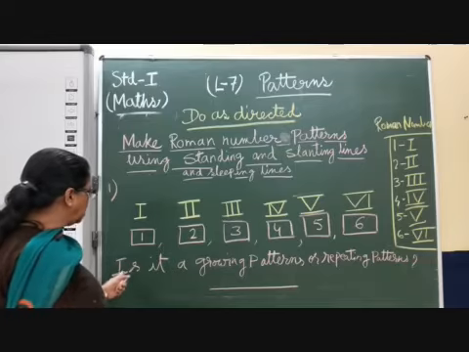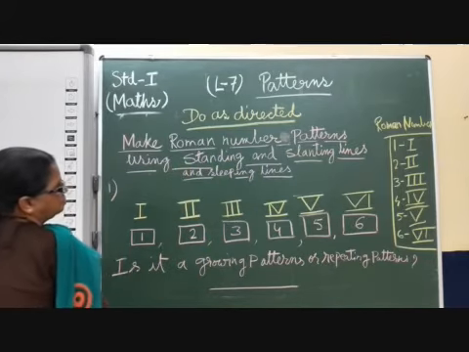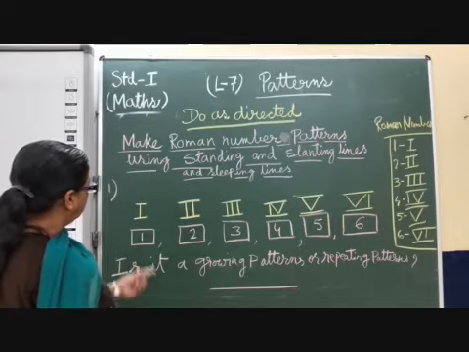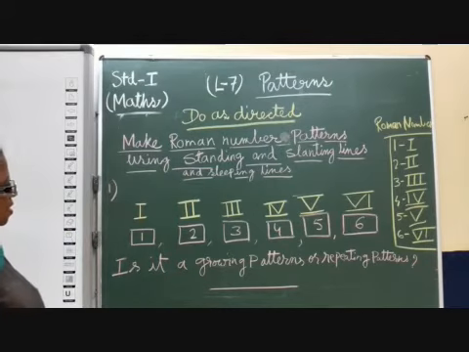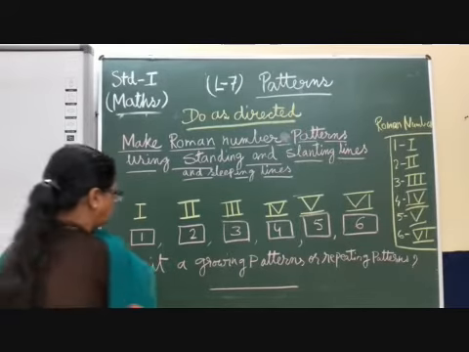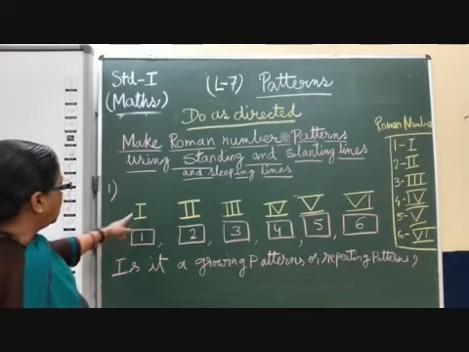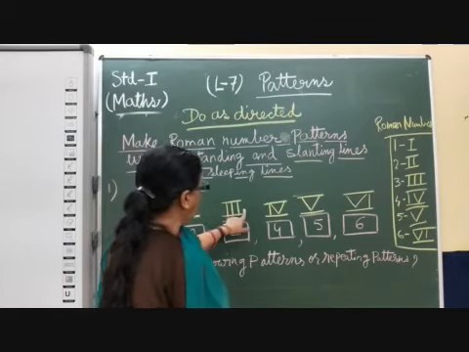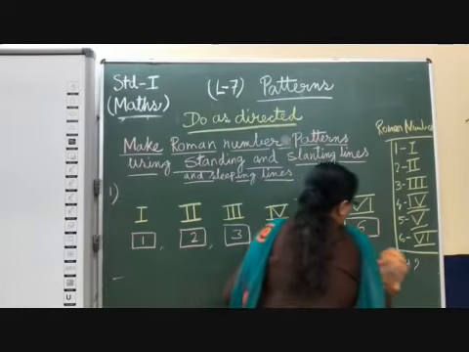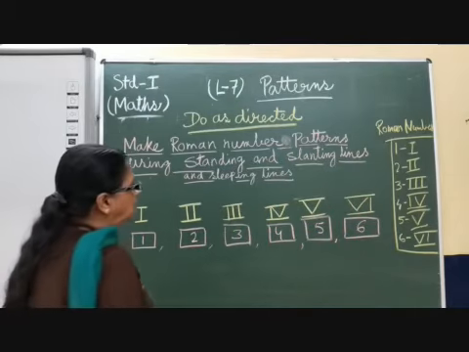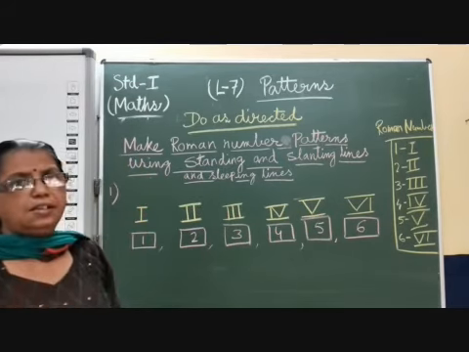And below, my question is given: is it a growing pattern or a repeating pattern? It is increasing, see? 1, 2, 3, again it is increasing. So it is a growing pattern. Fine? Growing everywhere, it is growing. Here growing by 1, here growing by 3, here again a little bit changes, so it is a type of pattern. Okay. So it is a growing pattern. The type of pattern you have formed with Roman numerals. Clear?